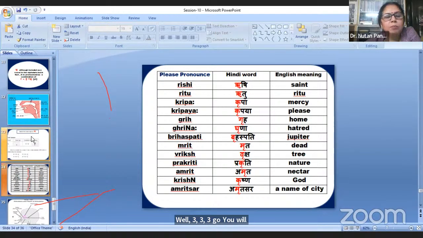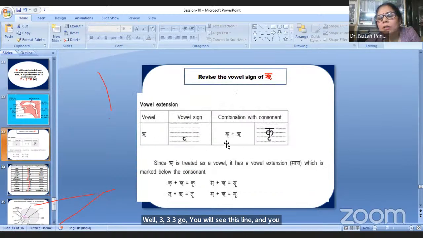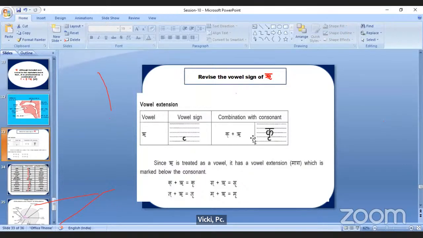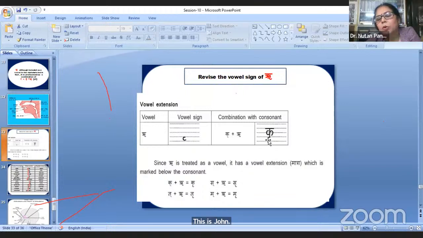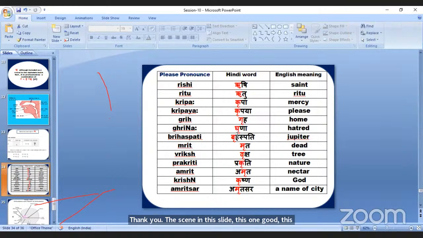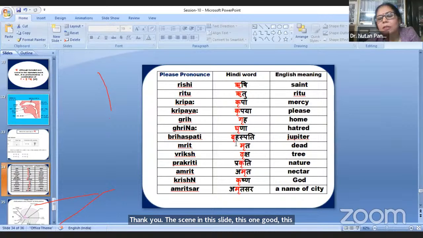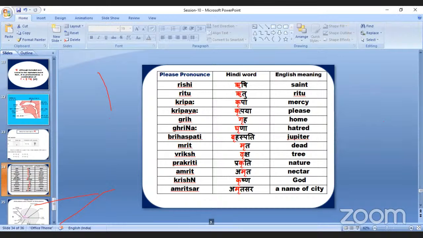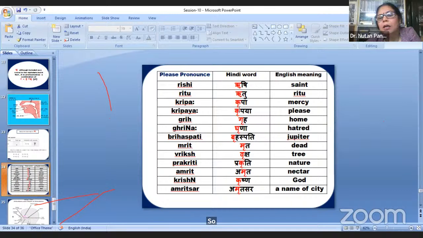Please see, this is our vowel sign. When we join it with this consonant, it will take this form. It goes below the consonant. The same in this slide: kri, gri, ghri. Ba plus ri, bri. Ma plus ri, mri. Va plus ri, vri. So if you have to add the ri vowel sign, you put it below the consonant. Is it clear? Yes, ma'am.